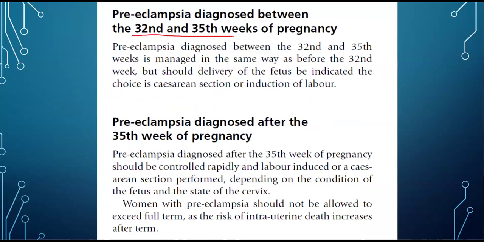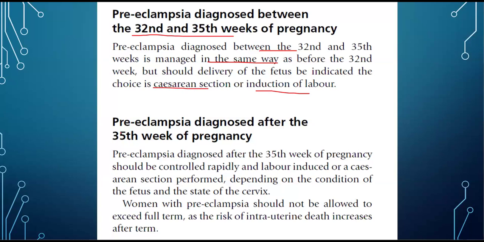Same between 32nd to 35th week, the management will be the same. So if you can, you will prolong the pregnancy up to term, up to 37. But if you can't, if it becomes severe preeclampsia after 35 weeks, you can consider going for termination, either by C-section or induction.